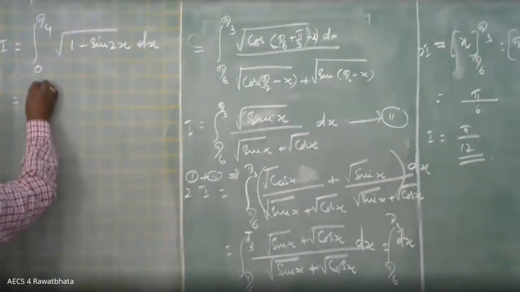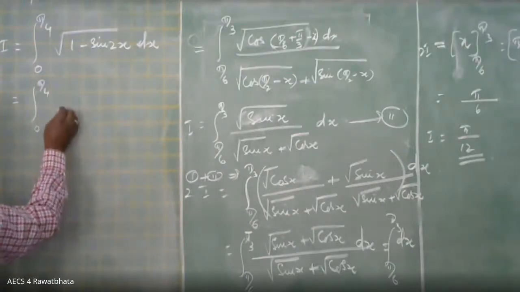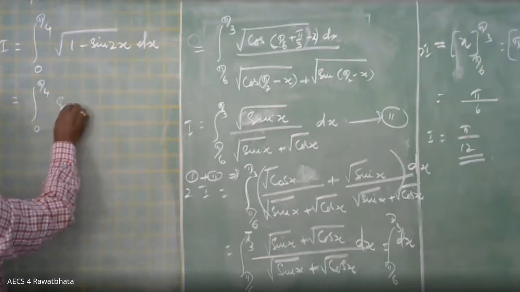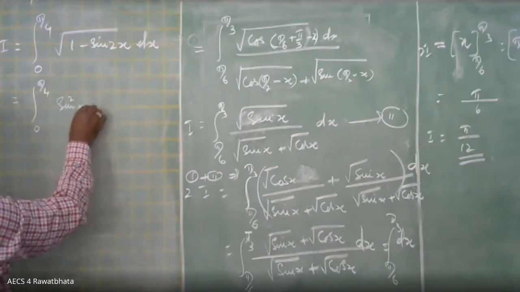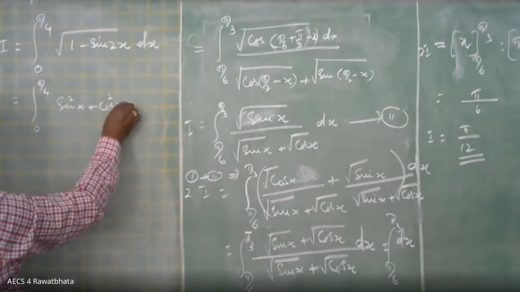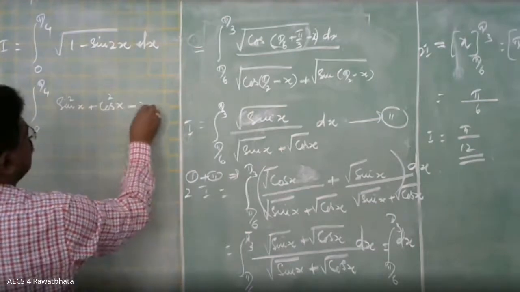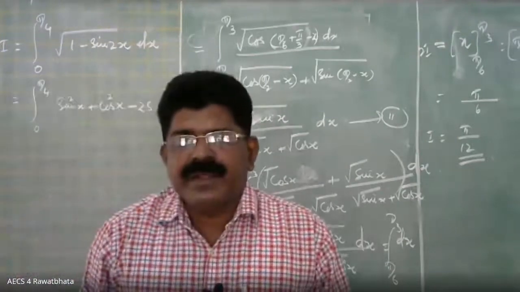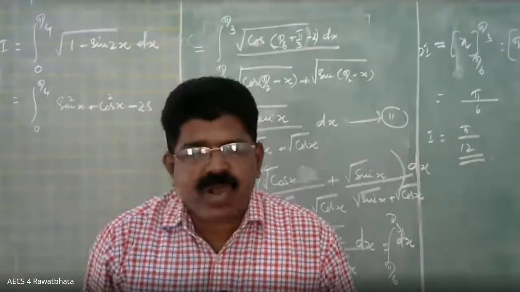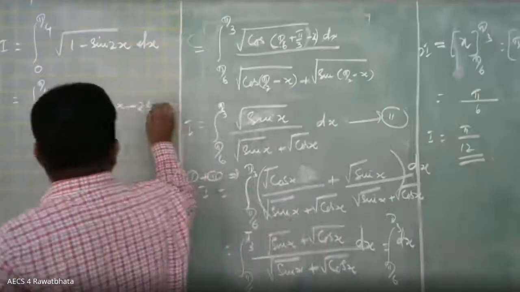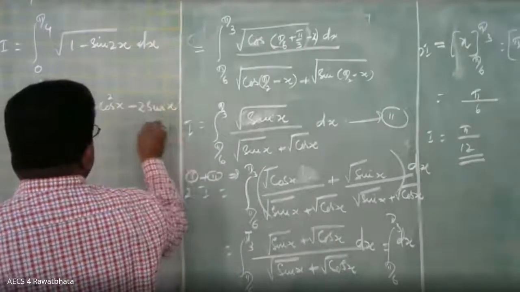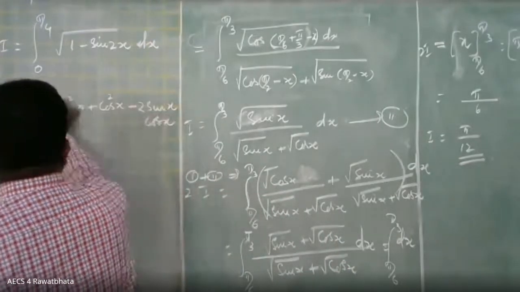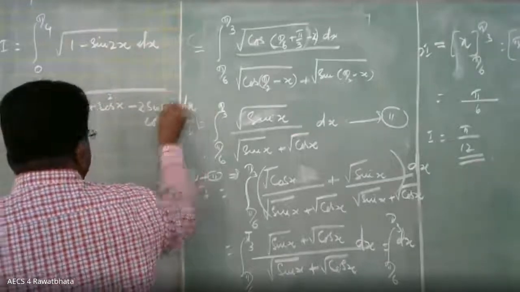The case 0 to pi by 4. The 1 can be written as a what? Sine squared x plus cos squared x. And this is sine 2 theta, that is 2 sin x cos x, correct? 2 sin x cos x under the root. And here dx.